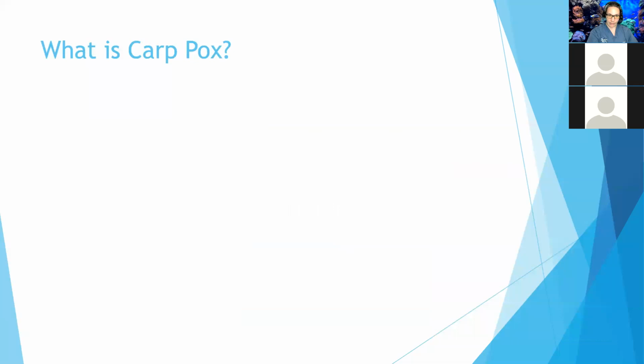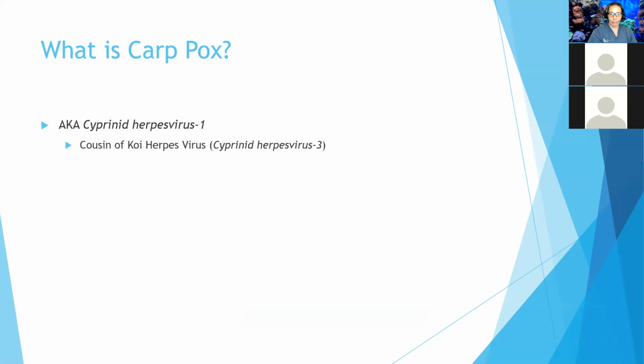Carp pox's formal name is cyprinid herpes virus 1. This may sound very familiar because it's a cousin of the koi herpes virus, cyprinid herpes virus 3. This is the very deadly virus in koi that can end up killing a lot of your fish. So it's similar, but they have absolutely different clinical signs.